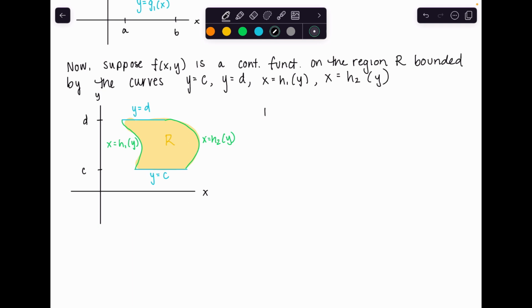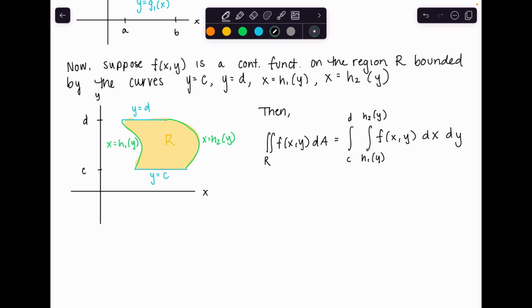So if I want to find the volume of the solid over this region for that function, again, it's going to be a double integral. And I'm going to have two variables of integration. Because y is constant bounds, that's going to be the second integral I do. I'll integrate with respect to x first. So my y will change between c and d, and then my x starts at the leftmost curve and goes to the right. So this will be h1 of y to h2 of y.